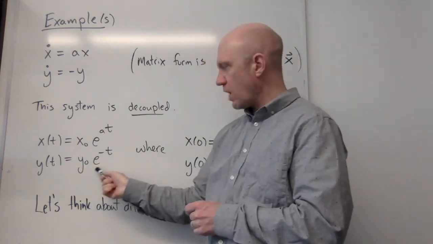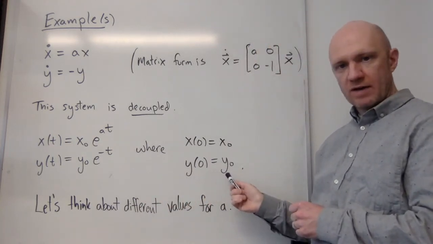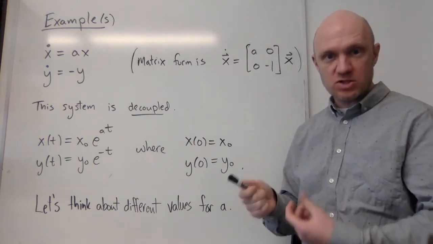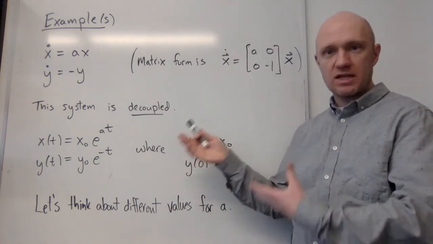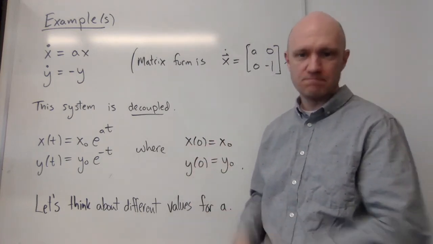And y of t equals y naught e to the minus t. And again, y naught is the initial value of y. So let's think about varying a and drawing some pictures to see the different kinds of pictures we can get in 2D, and then we'll look at systems that are coupled and maybe are harder to analyze.